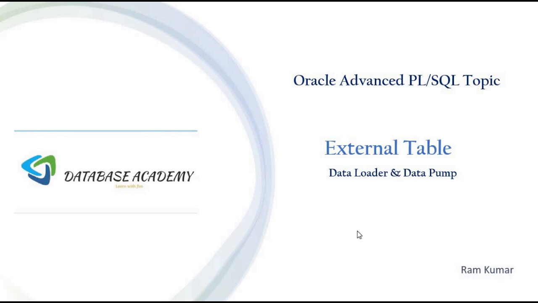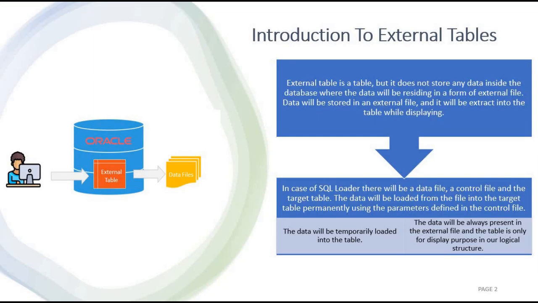So in this session we will see how we can use an external table to read and write external files. The external file may be a txt file or a CSV file. So let's start. Let us see what an external table is. An external table is a table, but it does not store any data inside the database. It fetches the data from the external file, like a text file or a CSV file.